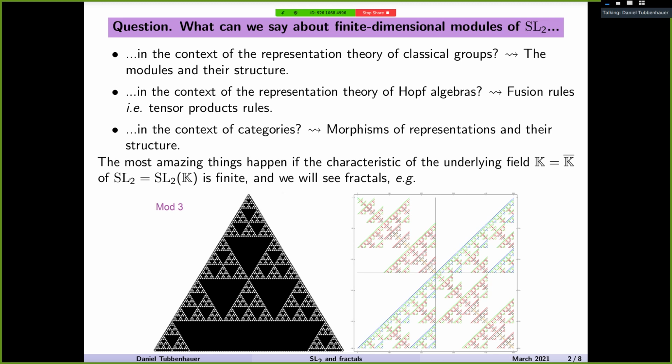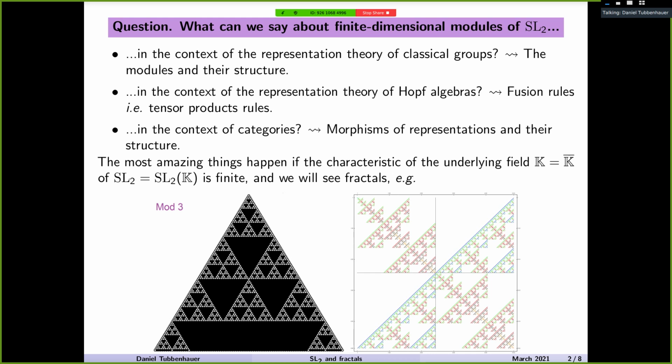So the basic question I would like to answer today, or give you some partial answer, is what I can say about finite dimensional modules, representations of SL2. And there are basically three main questions you can address. One of them is reasonably classical, the other ones are more modern questions. So the first thing you would ask is, what can you say about the Grothendieck group, the Grothendieck ring of the category? So what can you say about the modules and their structure? Like, can you write down dimension formulas, character formulas, all these questions.